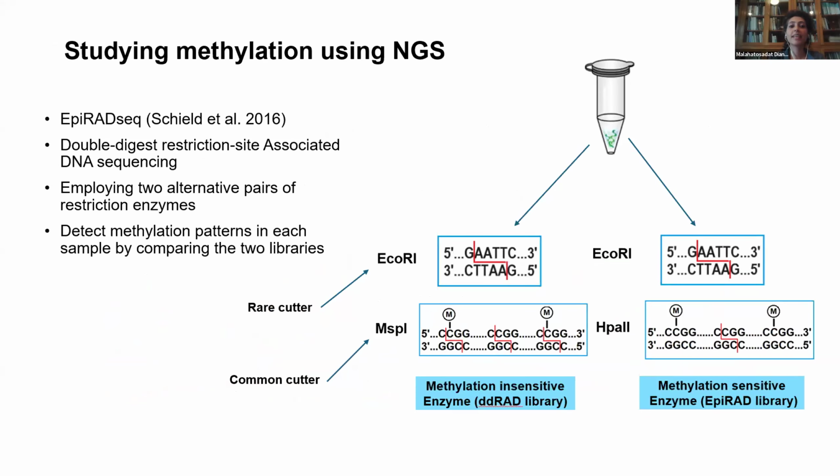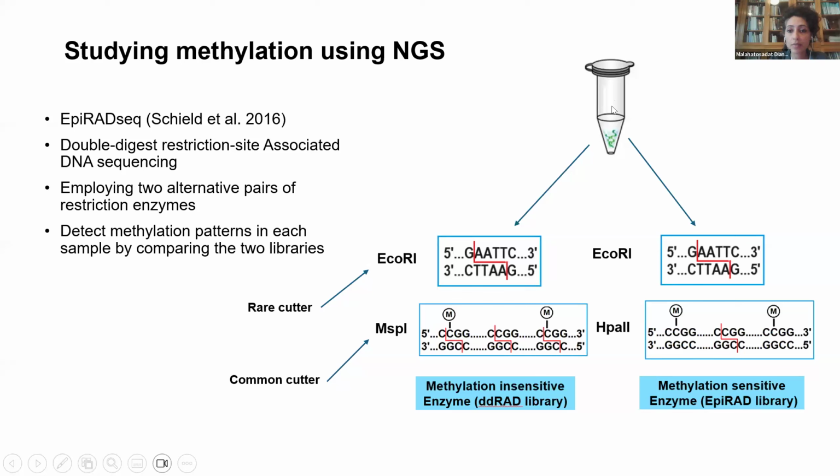To study methylation, I am using one of the methods of next generation sequencing called EpiRAD sequencing, which is a modification of double digest restriction site associated DNA sequencing. In ddRAD sequencing, we just use one pair of enzymes, EcoRI and MspI, but in our method, EpiRAD sequencing, we are using two pairs of enzymes.